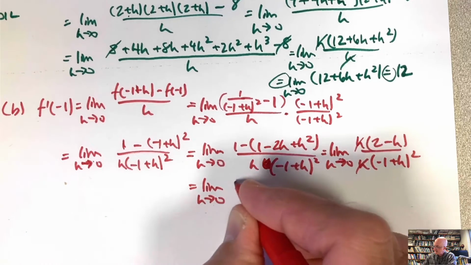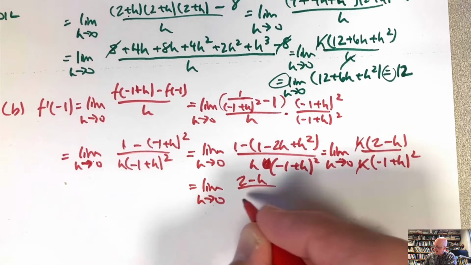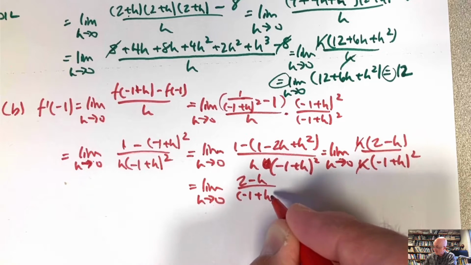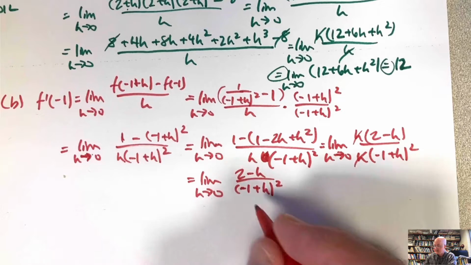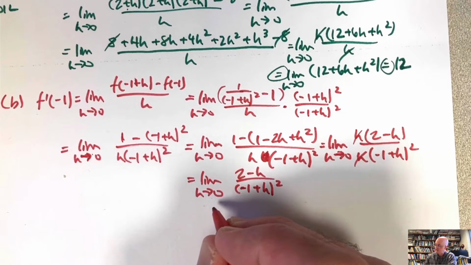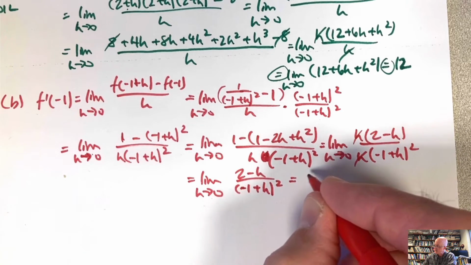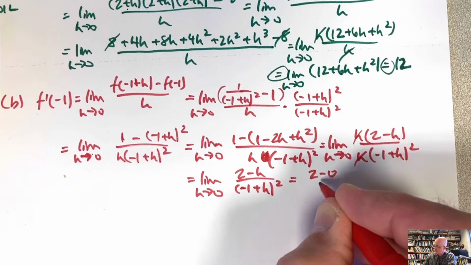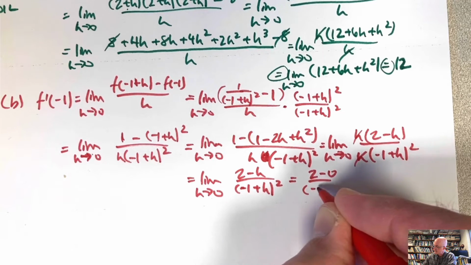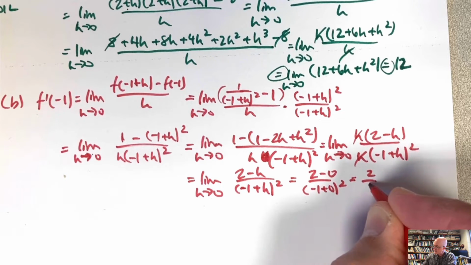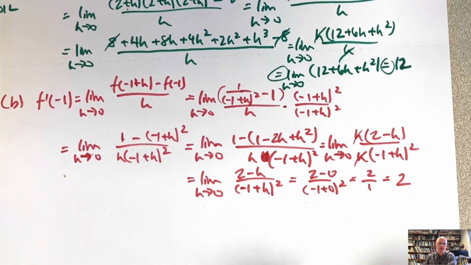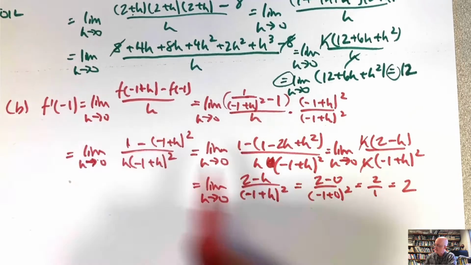What's left is technically undefined at h equals positive 1. It's not continuous at h equals positive 1, because you'd be dividing by 0, but at h equals 0 it is continuous. You can evaluate this limit now by plugging in 0 to get 2 minus 0 over negative 1 plus 0 quantity squared. 2 over negative 1 squared is 2 over 1 is 2. The derivative here, f prime of negative 1, is 2.